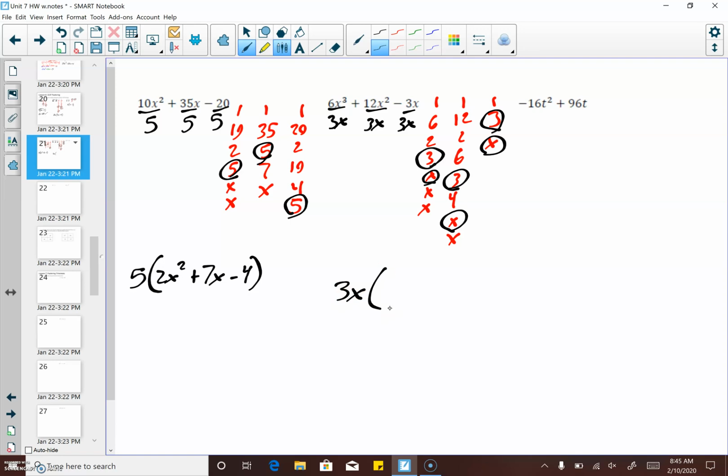So 6x cubed divided by 3x is 2x squared. Plus 12x squared divided by 3x is 4x. Minus 3x divided by 3x, again, does not give you 0. It gives you 1. And for the last one, we have 1 and 16, 2 and 8, 4 and 4, and then 2 t's. And then we have 1 and 96. We have 2 and 48.